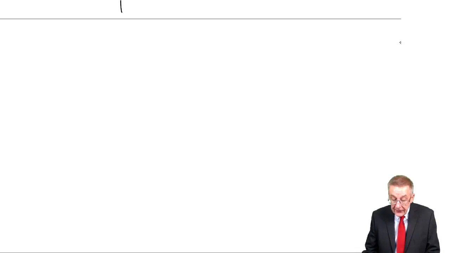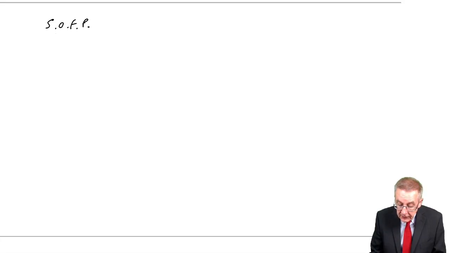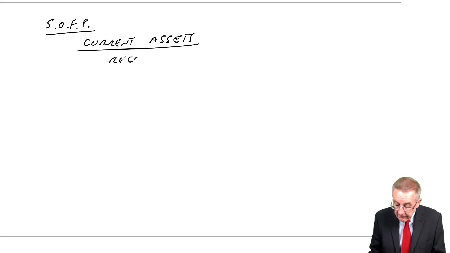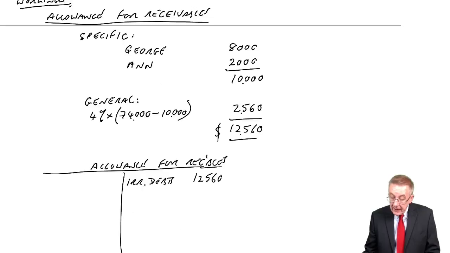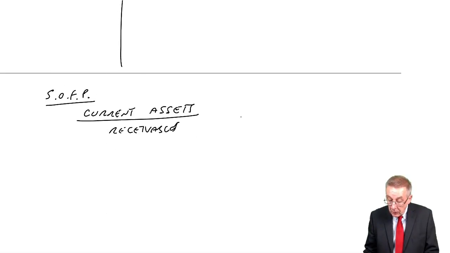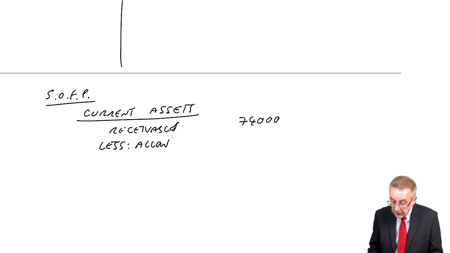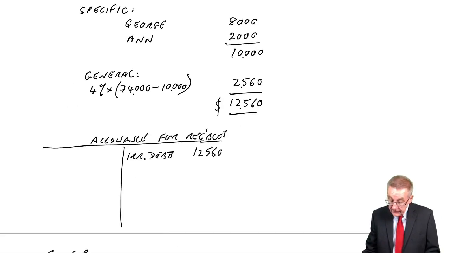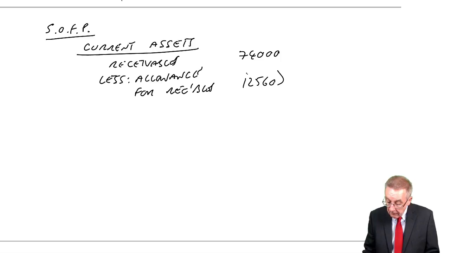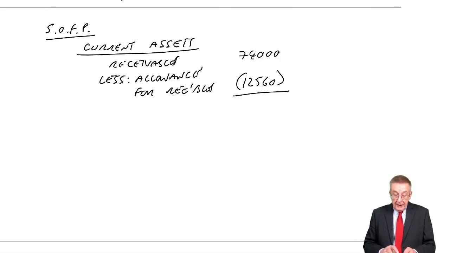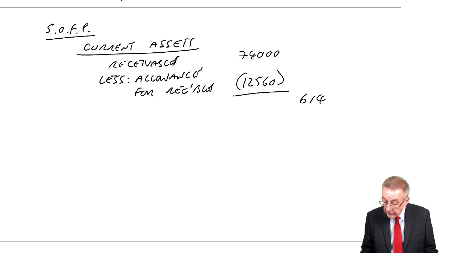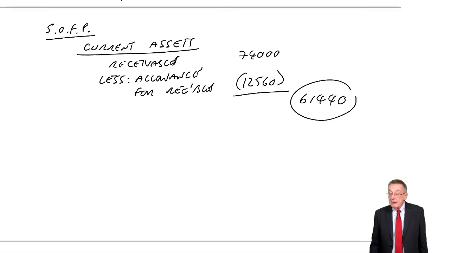Now let's just summarise how they'll appear on the statements. On the statement of financial position, under the heading current assets, we've got receivables, the debit balance, 74,000. As always, that's what we're hoping to collect. But we subtract the credit balance on the allowance for receivables, which was 12,560. And so the final figure on receivables, 74,000 minus 12,560 is 61,440. And that is the final figure appearing on the statement.